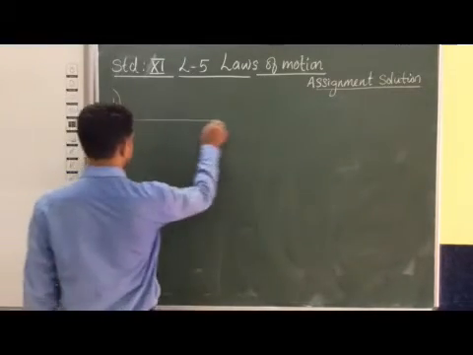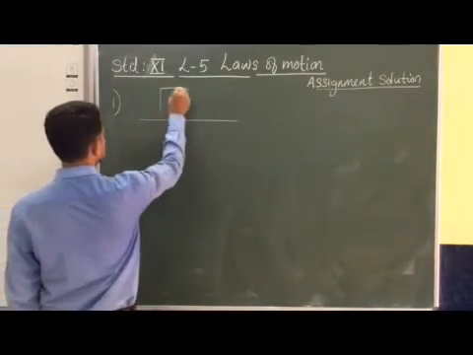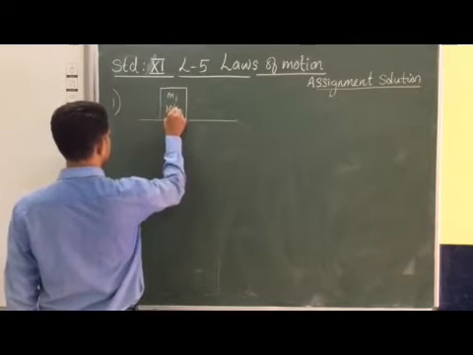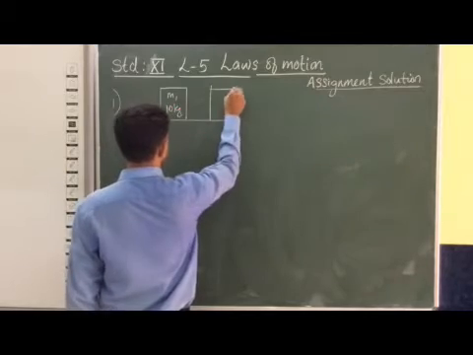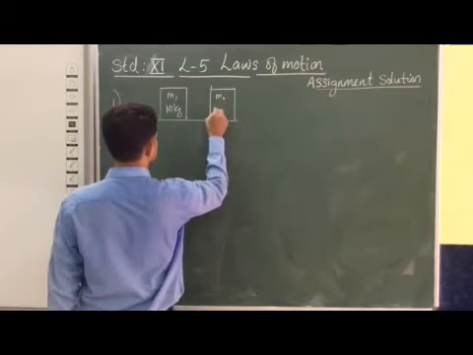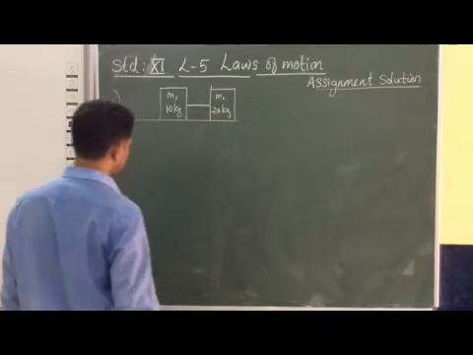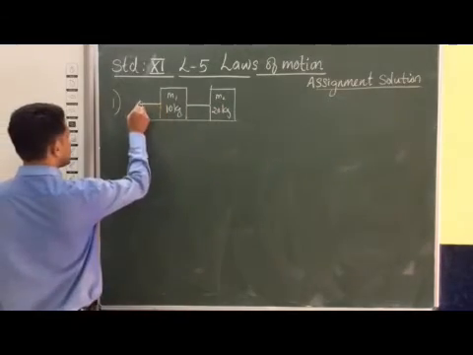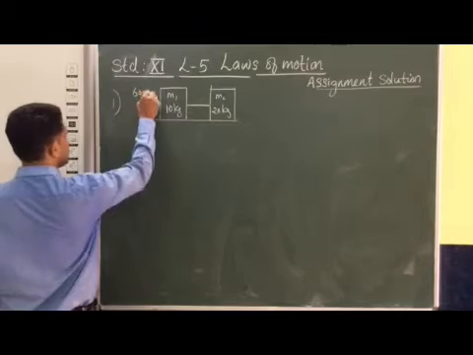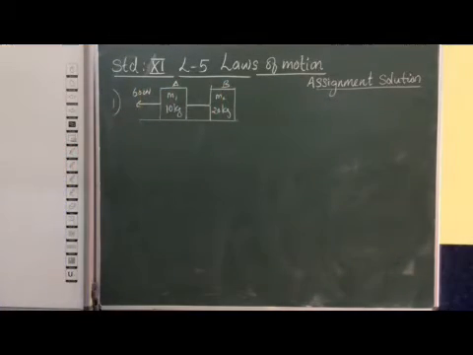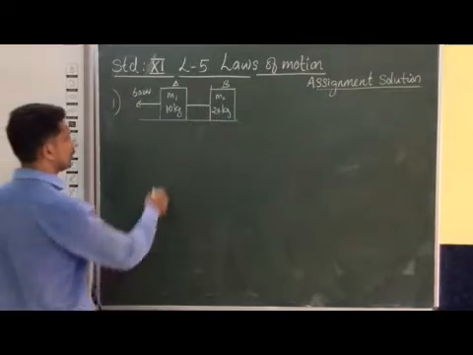So this is the situation. There are two blocks of masses, M1 is 10 kg and M2 is 20 kg, which are connected with the help of a string. And here a 600 Newton force is applied. So this is our first object A and the second object B. So what is the tension developing on this string?